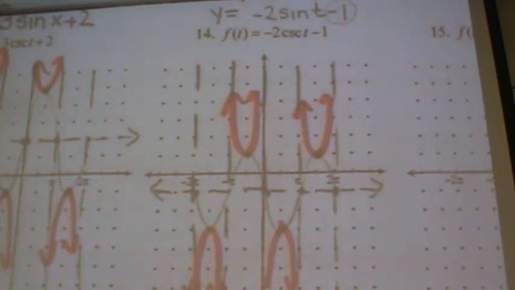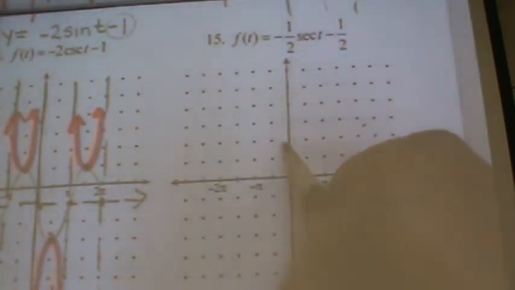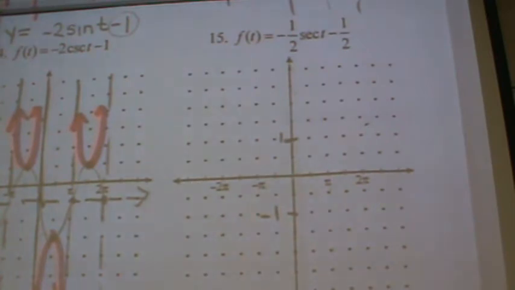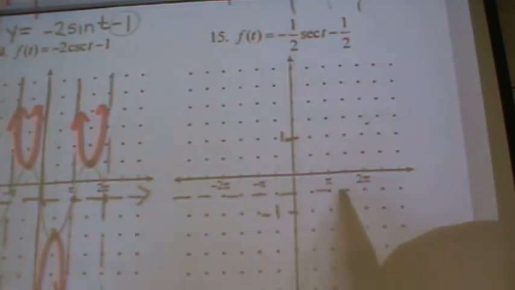Anyone not? For this one, I would change my scale. I'd make these each half. I'd make that one and this -1. So where are you gonna start at? That would be -1/2.